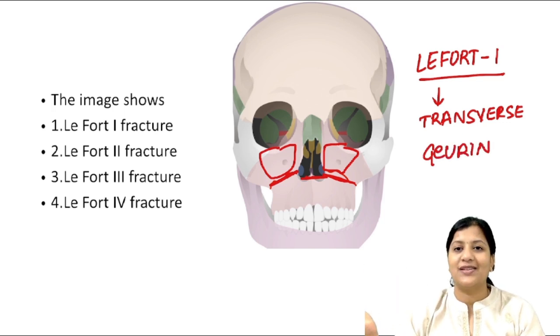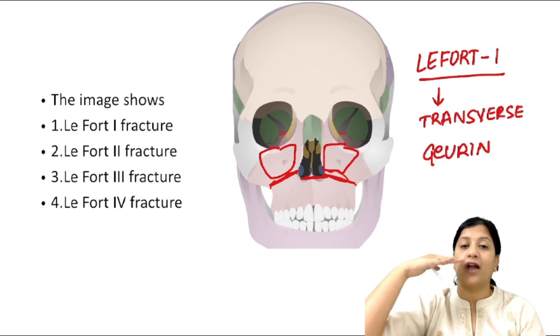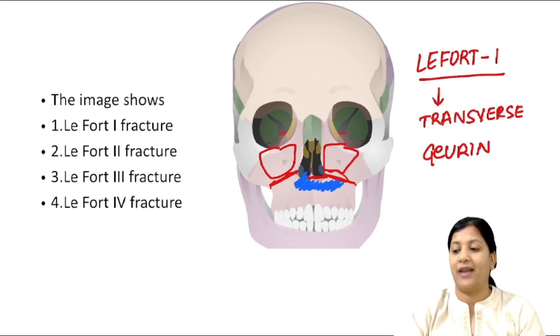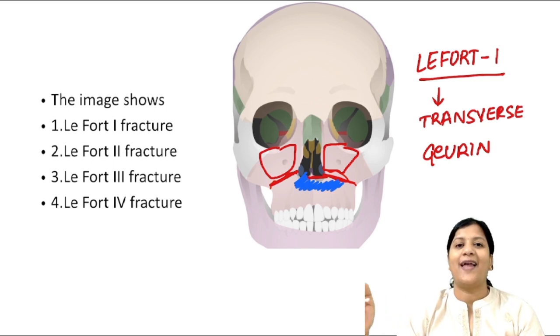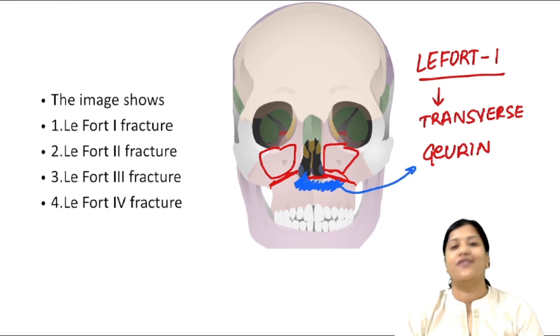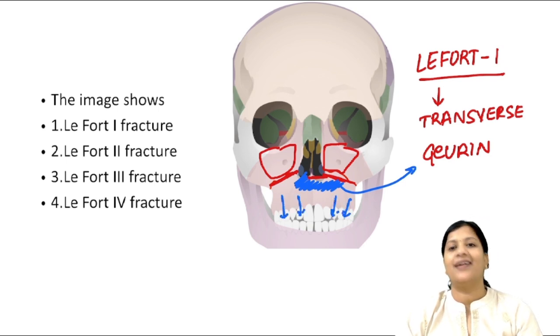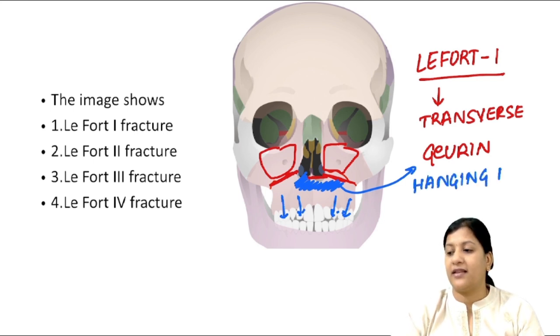Why do we call it Guerin's fracture? Because whenever there is a fracture across the palate, the greater palatine artery can get ruptured and results in a bluish discoloration of the palate. That bluish discoloration of the palate we call Guerin's sign, and that is why we call it Guerin's fracture. Now here they will have a hanging palate because the palate is getting disconnected. You will have a hanging palate and hanging teeth. So hanging palate and hanging teeth are features of Guerin's fracture, also called your Lefort 1 fracture.